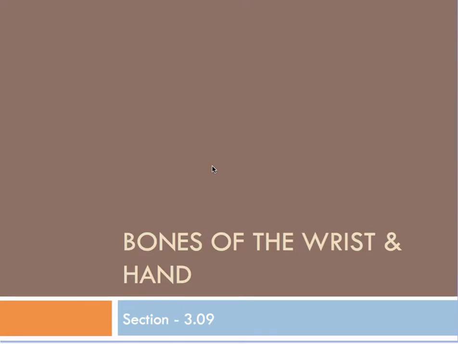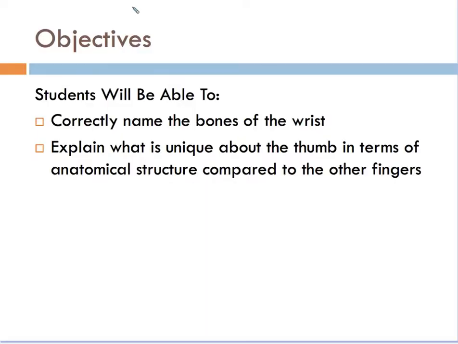Thank you for joining me today as we wrap up the upper body as far as naming bones goes. Today we're going to get bones of the wrist and the hand, and we will be able to name all of those. So your objectives include naming the bones of the wrist and then explaining what is unique about the thumb in terms of anatomical structure compared to your other fingers.